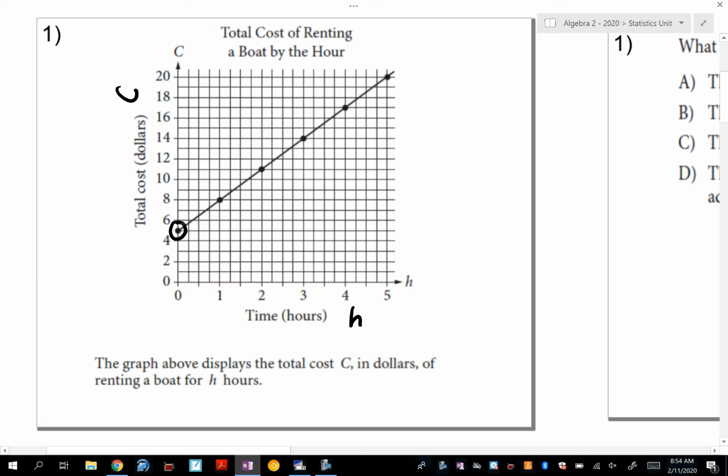So in this case, if I had to say the sentence in the context of this renting a boat by the hour problem, I would say for 0 hours of renting the boat, that means I have not actually started my time of renting the boat. For 0 hours of renting the boat, it's going to cost me $5, it looks like.